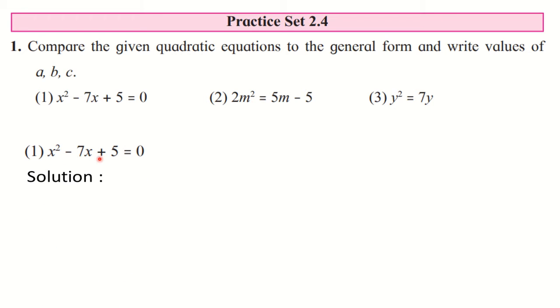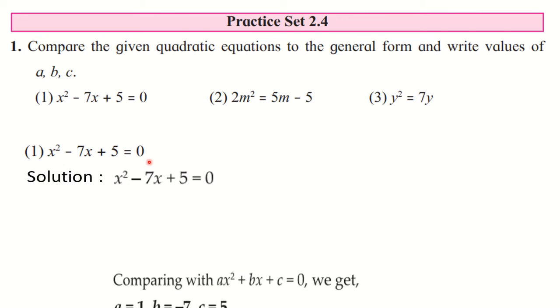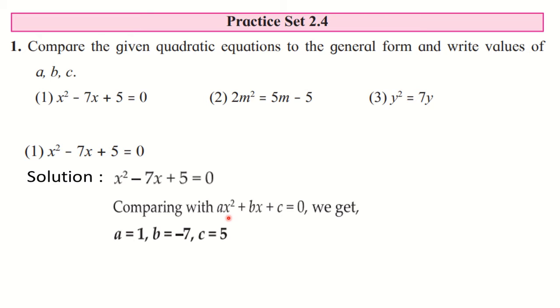x square minus 7x plus 5 is equal to 0. First of all, they have told us to compare the given quadratic equation to its general form, so observe whether the equation is in general form. If it is not, you have to bring it to general form. But here, this equation is already given in general form. So let us compare the equation with the general form, that is ax square plus bx plus c is equal to 0. Every time you need to write this statement: comparing with ax square plus bx plus c is equal to 0, we get.